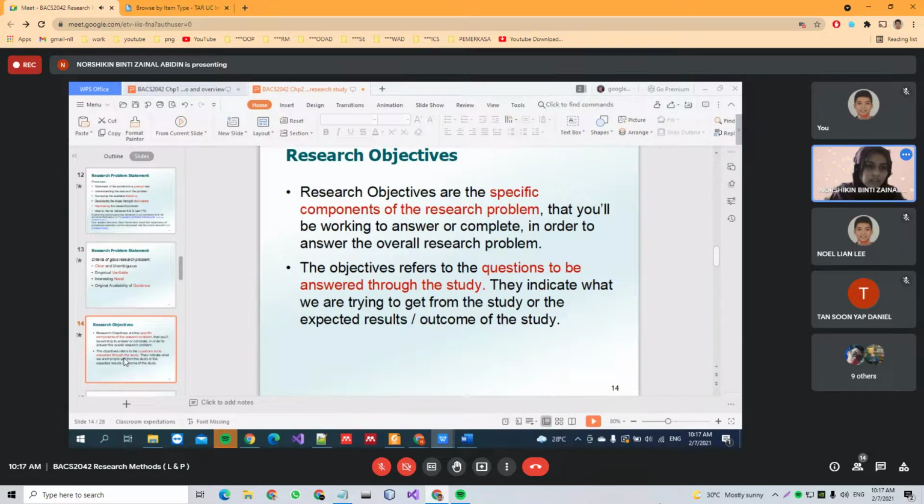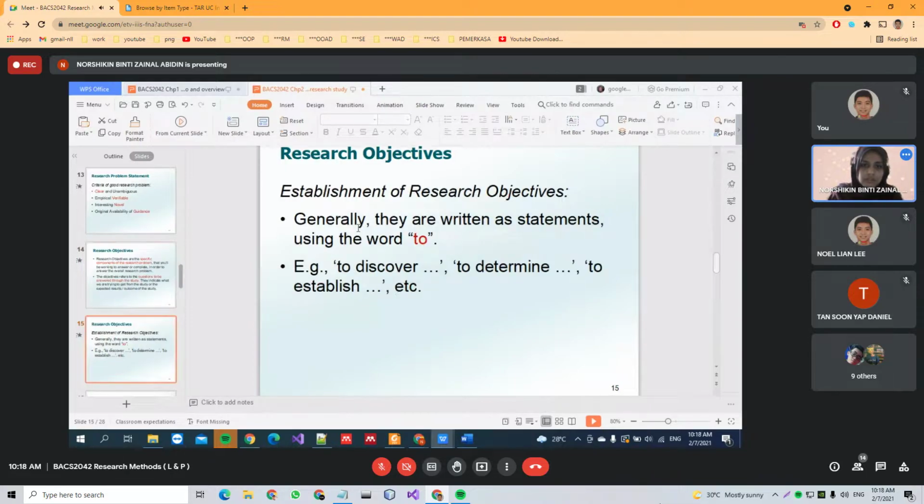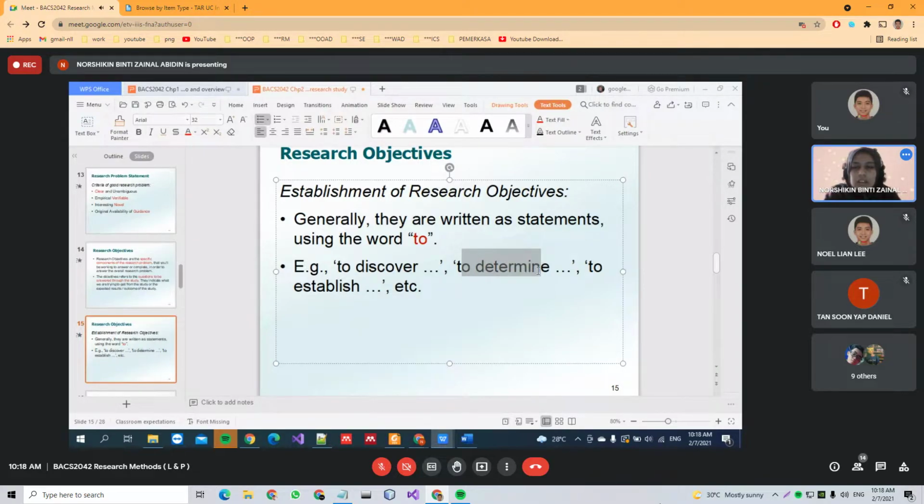Okay. And then research objective. Like I said just now, establishment of research. Generally for RO, we use terms like to see what the relationship is, to determine what the result is, or to discover what the relationship is. Usually they will use the term "to" for an objective. So for instance, from the example just now, this is an example of RO, research objective.